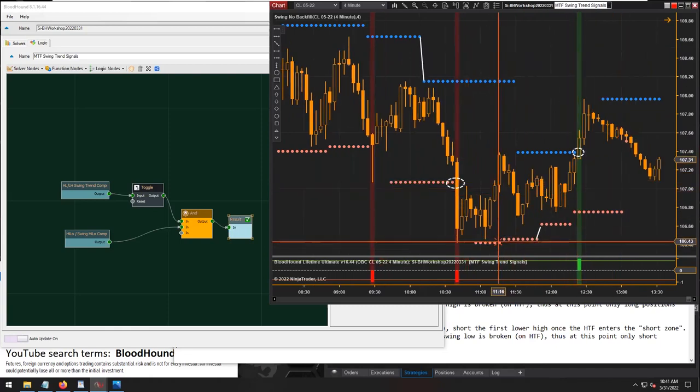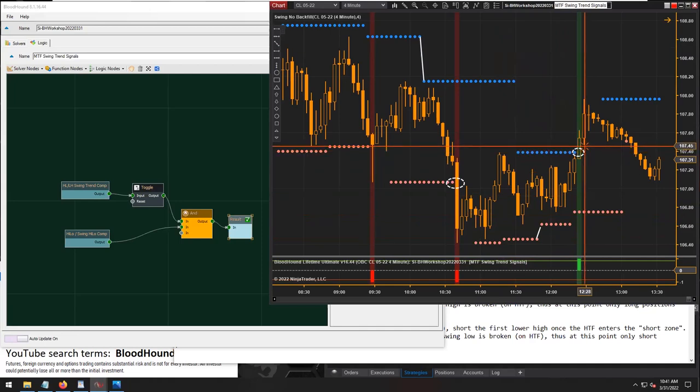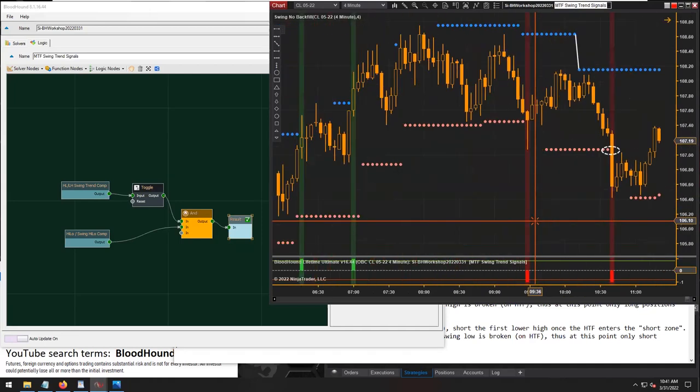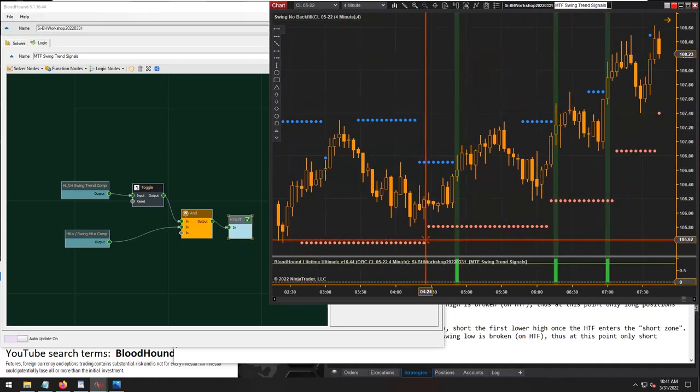And same thing here: higher lows, and then a break of the high. Higher lows, and a break of all these swing highs.